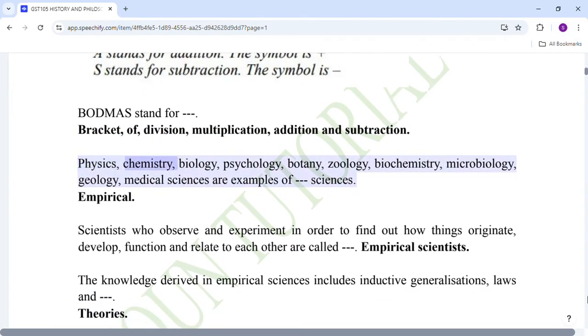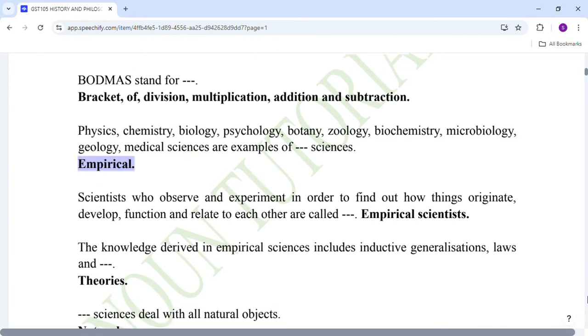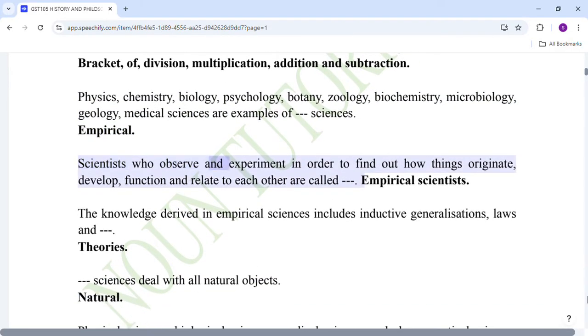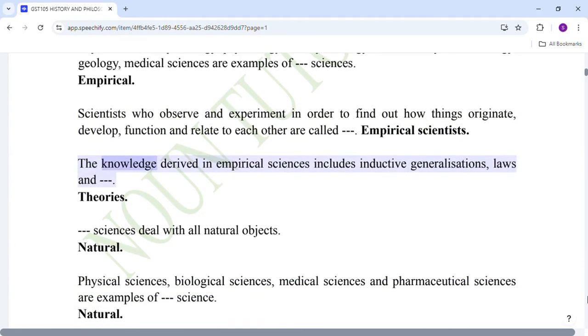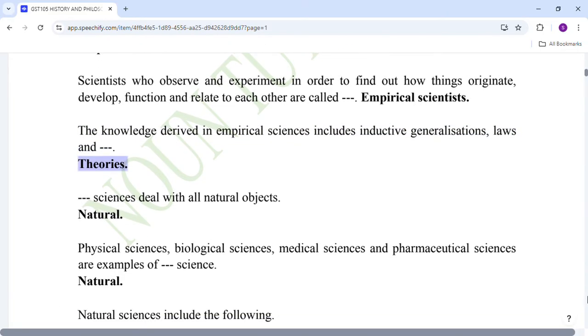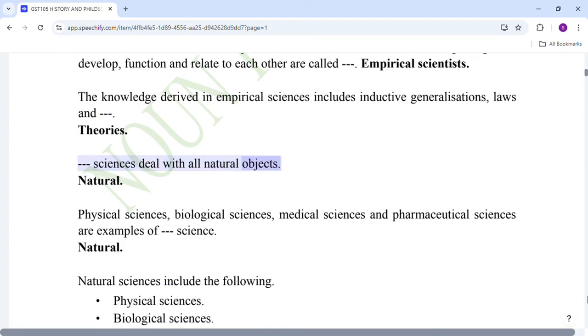Physics, chemistry, biology, psychology, botany, zoology, biochemistry, microbiology, geology, medical sciences are examples of empirical sciences. Scientists who observe and experiment in order to find out how things originate, develop, function and relate to each other are called empirical scientists. The knowledge derived in empirical sciences includes inductive generalizations, laws, and theories.